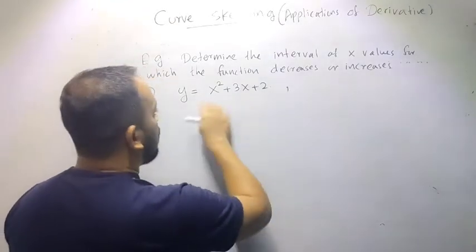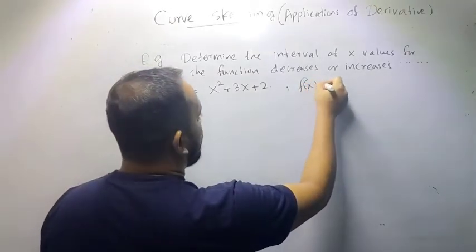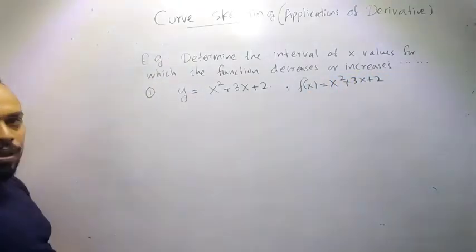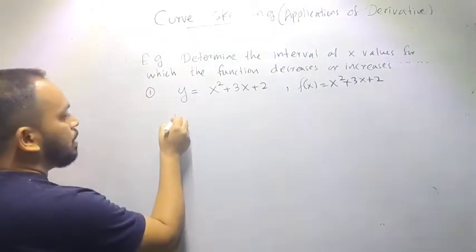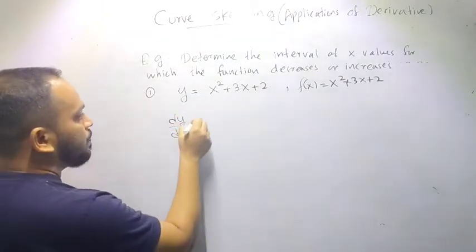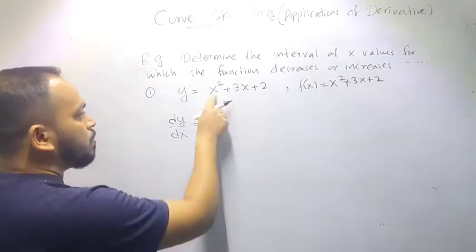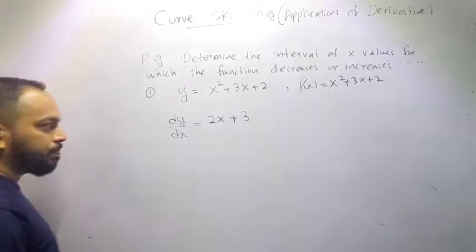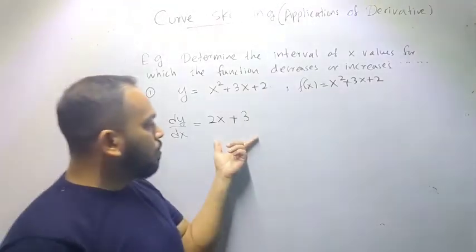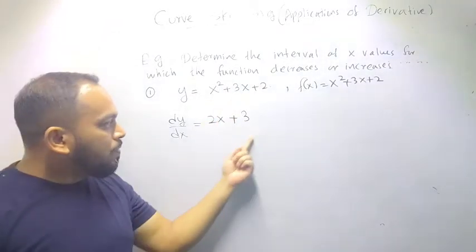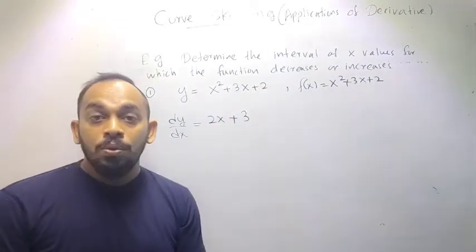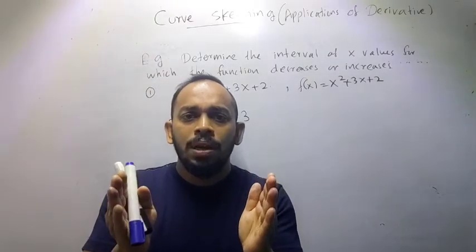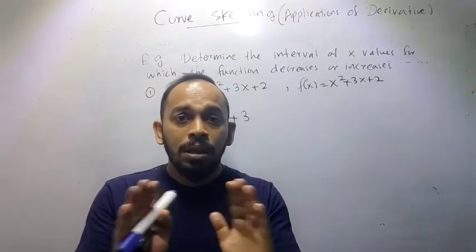Sometimes the question will say f of x equals x squared plus 3x plus 2. It's the same thing. So what we do is we take the derivative dy by dx. Derivative of polynomials: this becomes 2x, this becomes 3, and this becomes 0. Now you're going to find the x values for which the derivative becomes 0, because we need to know the regions where the sign of the derivative is positive and negative, not 0, right?